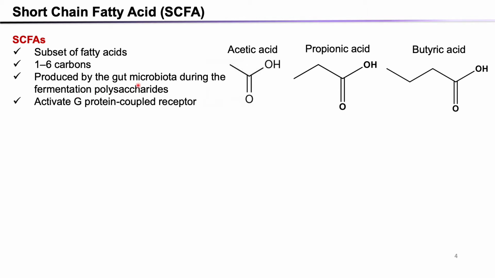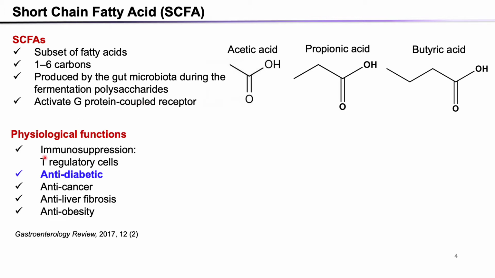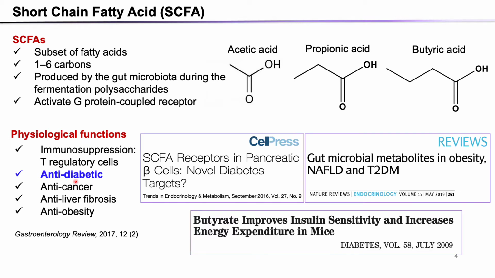So I will explain what short-chain fatty acids are in this slide. Short-chain fatty acids are basically 1 to 6 carbon fatty acids such as acetic acid, propionic, and butyric acid. They are produced by the gut microbiota by fermentation of carbohydrates. They are reported to have a lot of beneficial effects on health. They regulate the immune system. They show anti-diabetic, anti-cancer, anti-liver fibrotic effect, and anti-obesity. And these are a few publications where they have confirmed that short-chain fatty acid has an anti-diabetic effect.